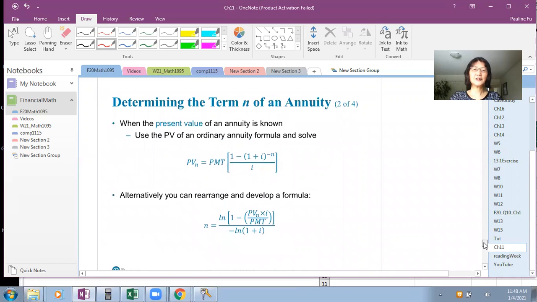If you know the present value and you are asked to calculate the term N, this is the formula. The starting formula is here. Final formula for term N when you know the present value.